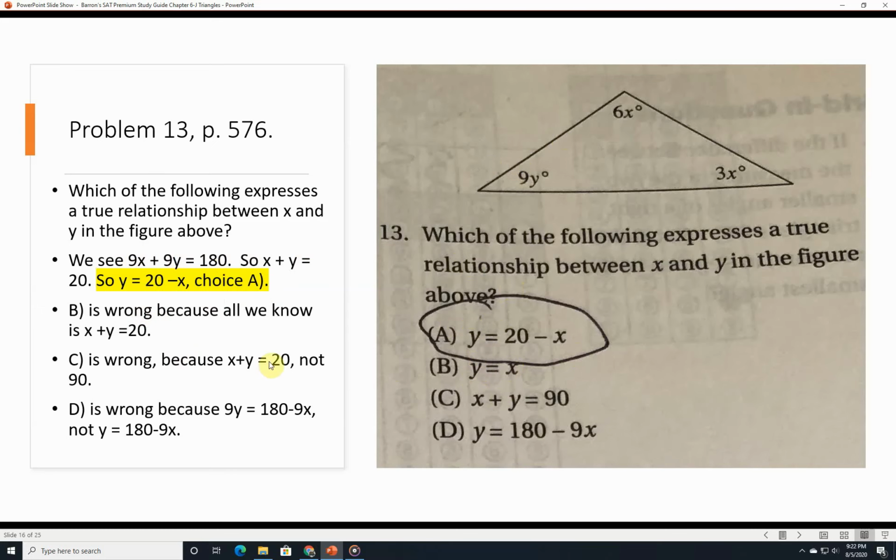C is wrong because x plus y equals 20, not 90, and D is wrong because 9y equals 180 minus 9x, not y equals 180 minus 9x.